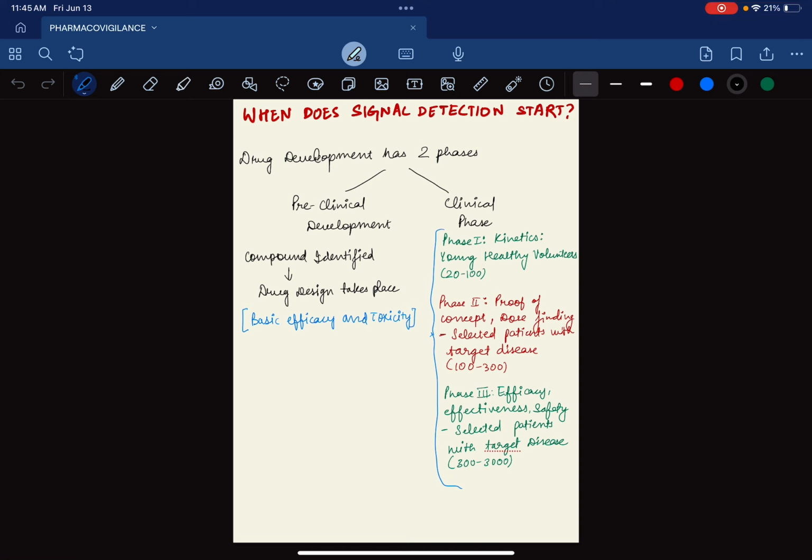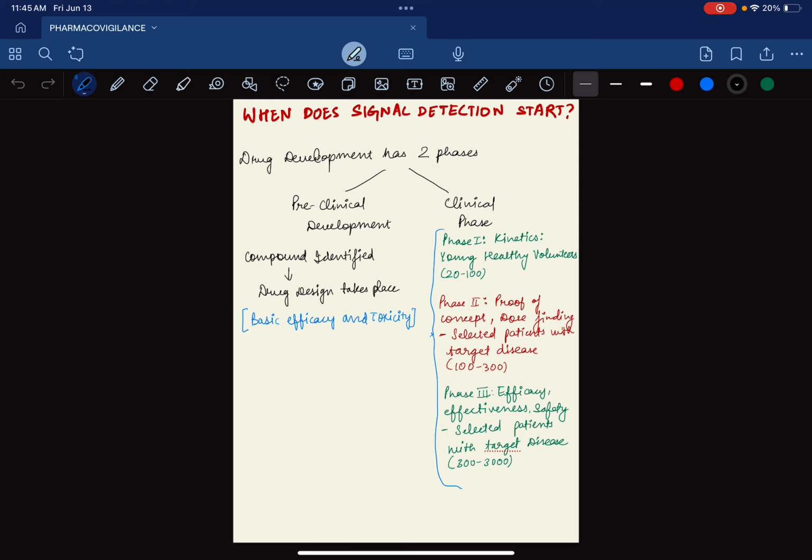Now, drug development has two phases. As you can see on my screen, there is a preclinical development phase and there is a clinical phase. If we talk about the preclinical development phase, it is the phase in which a compound is identified and drug designing is done. So, here we have basic efficacy and toxicity studies.